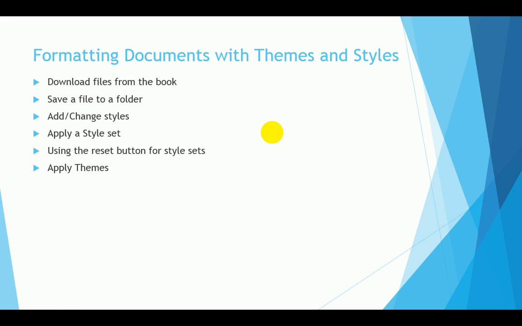As we wrap up Lesson 2, we showed you how to download files from the book and save those files to a folder with a name. We're going to be using the date as the folder name. We showed you how to add and change styles, things like the heading, the subheading, the emphasis style. We then modified the style sets, showed you how to reset back to the standard style set, and then finally we also looked at applying themes for making big changes to the document to change the overall look of that document.